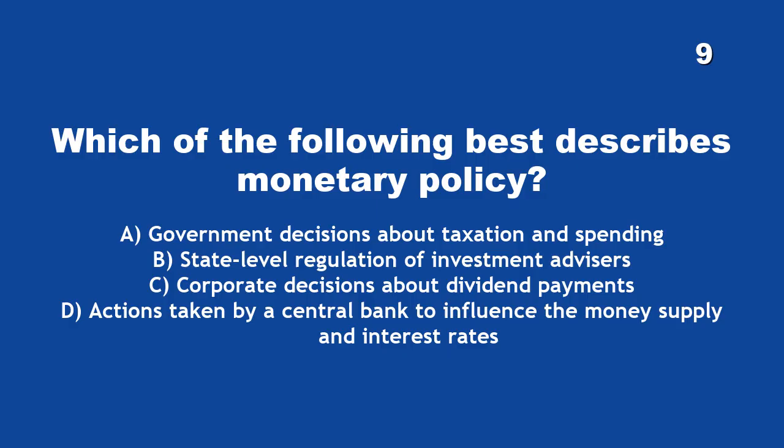Which of the following best describes monetary policy? Option A, the government decisions about taxation and spending. Option B, state-level regulation of investment advisors. Option C, corporate decisions about dividend payments. Option D, actions taken by a central bank to influence the money supply and interest rates. The correct answer is D, actions taken by a central bank to influence the money supply and interest rates.